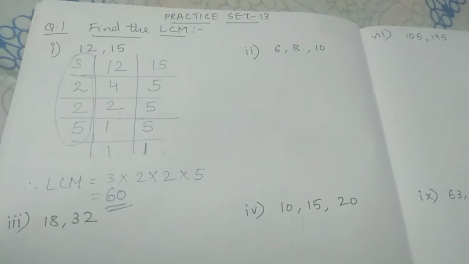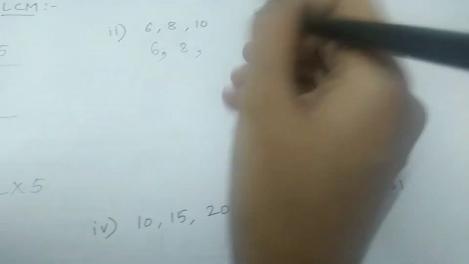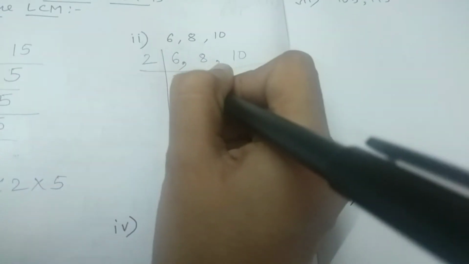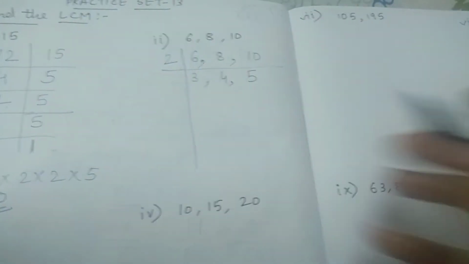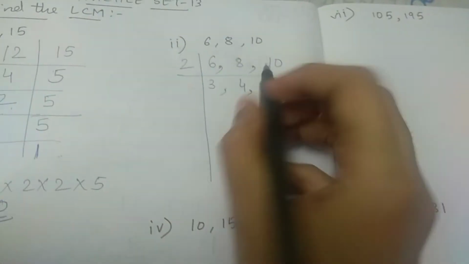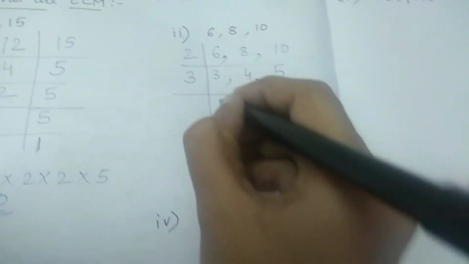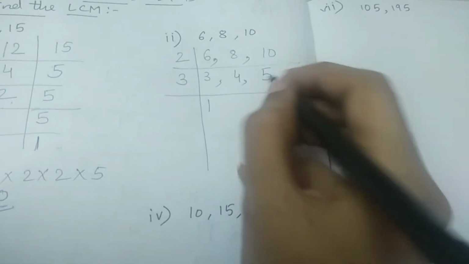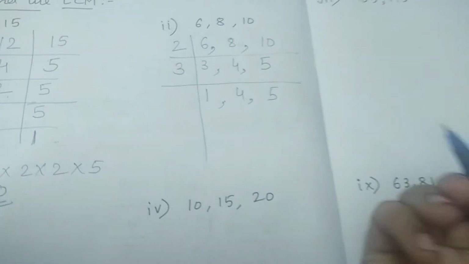Okay, let's go to sum number 2. 6, 8, 10. Common to these 3 is 2. 2 3s are 6, 2 4s are 8 and 2 5s are 10. Now 3, 4, 5. All these 3 don't have any common divisor. So again we will take one by one. Let's start with 3. 3 1s are 3. Now here we got 1, we will stop. But we are not dividing 4 and 5. So I am writing here 4 and 5 as it is.